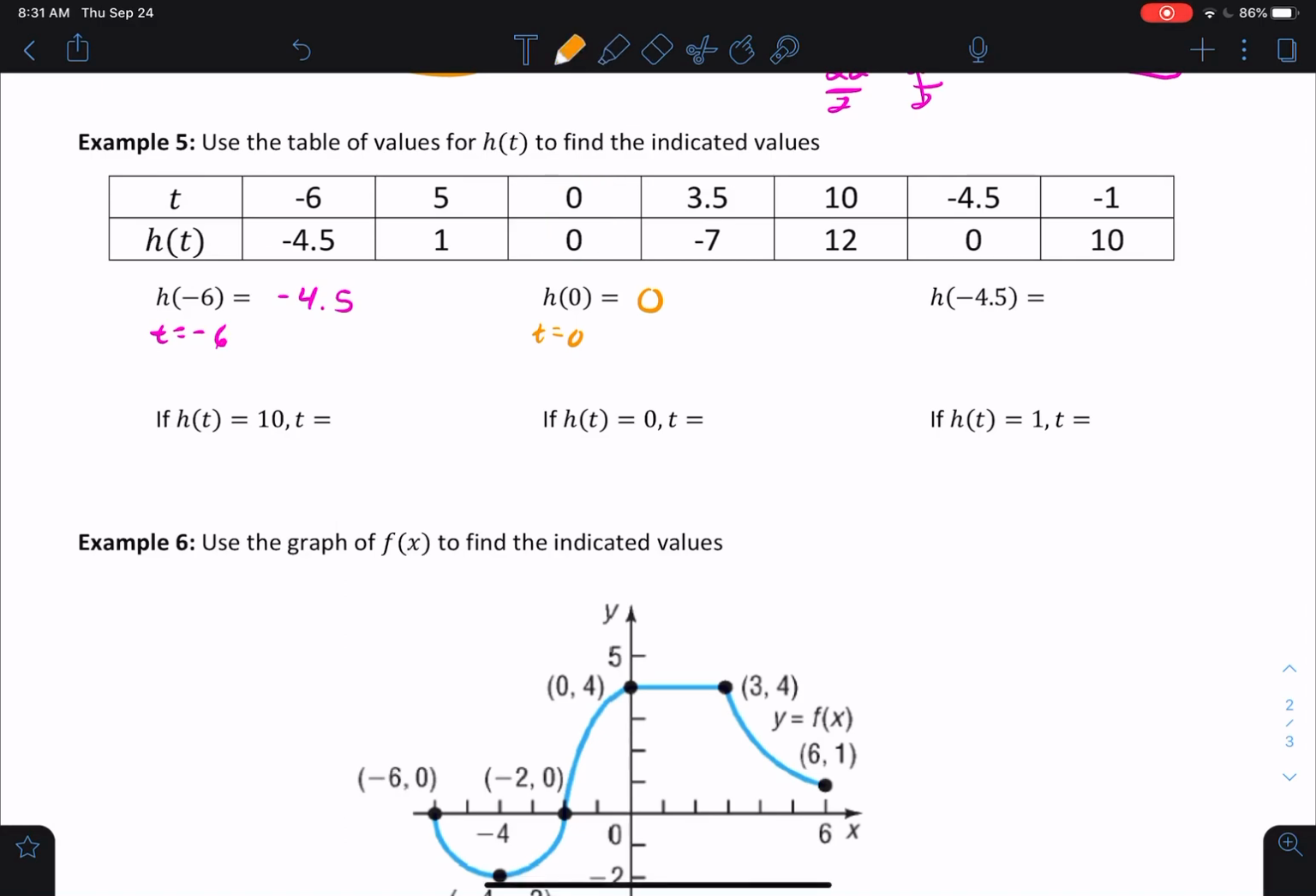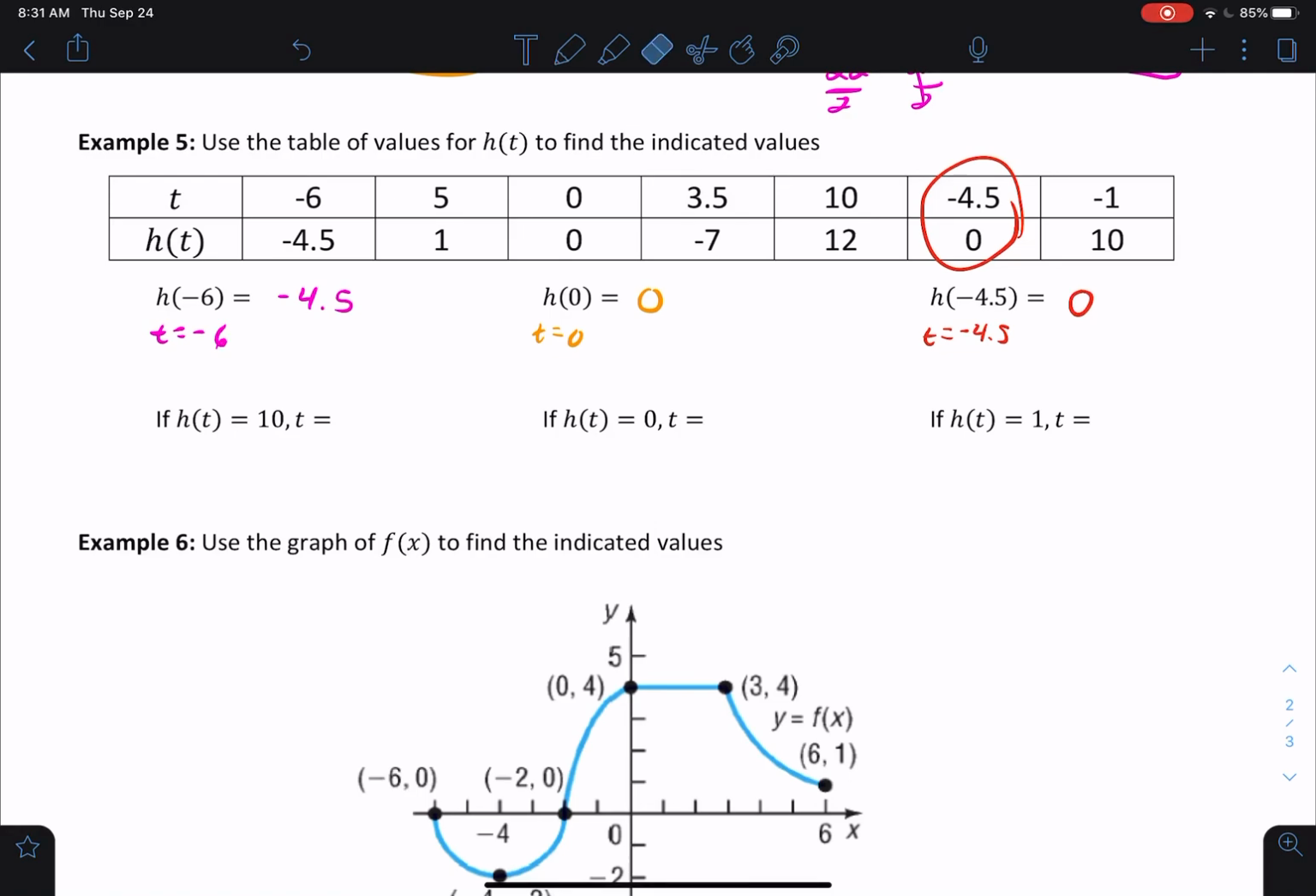H of negative 4.5. So I look, where is t negative 4.5? I see that right there. And if I plug in negative 4.5, I get out 0. Okay, that's fine. None of the inputs are repeating. This is still a function.